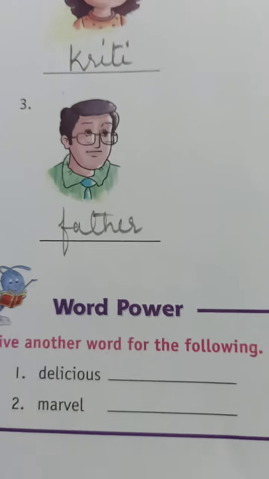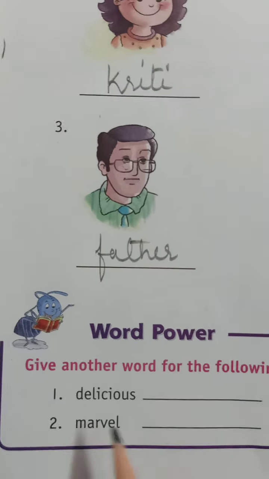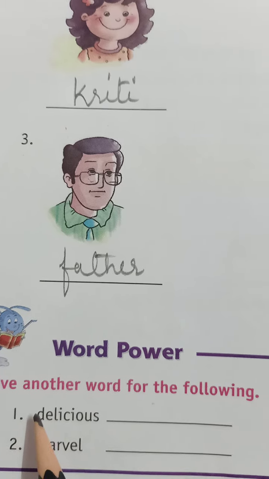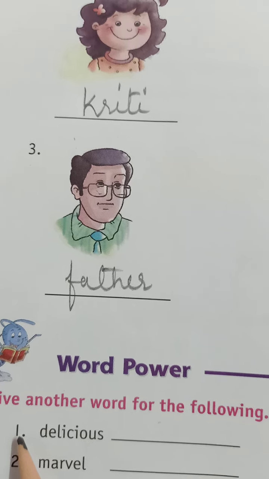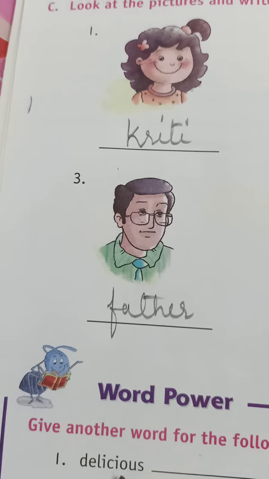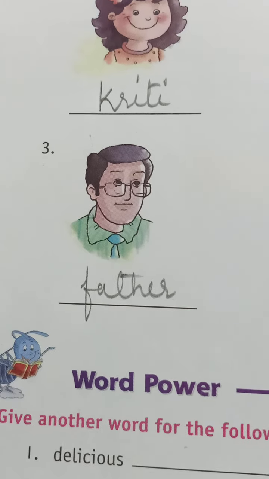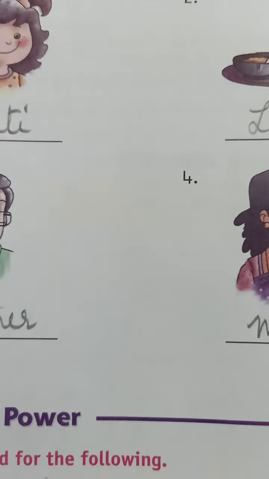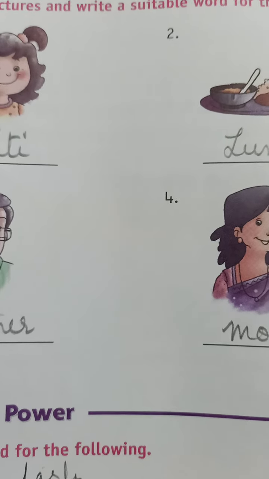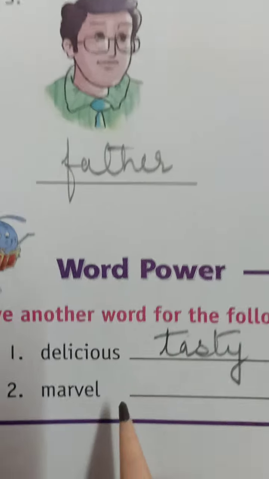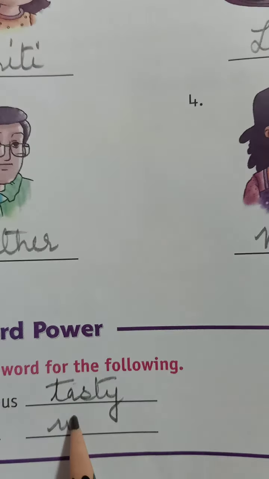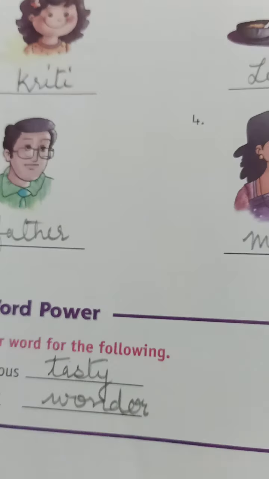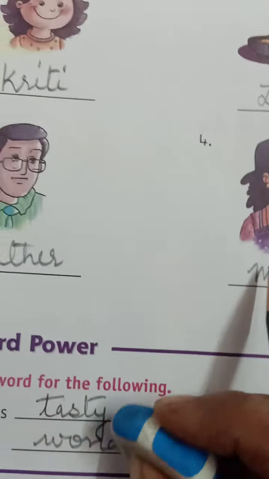Now, word part here. Give another word for the following. This is a word given. First one is delicious. What do you mean by delicious, children? It's tasty. Delicious food, we say. Tasty food. Marvel. Wonder.